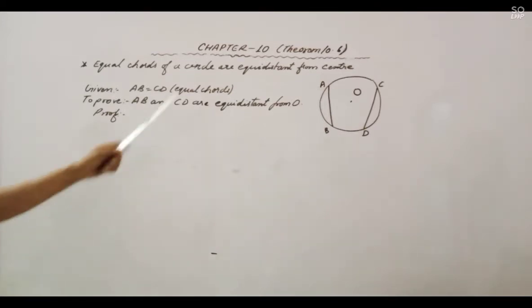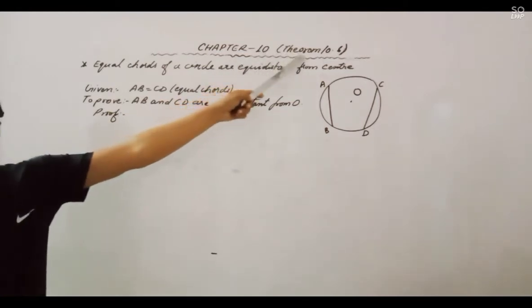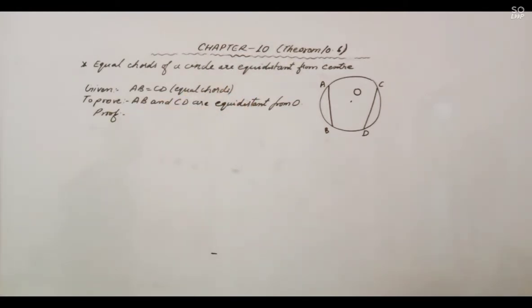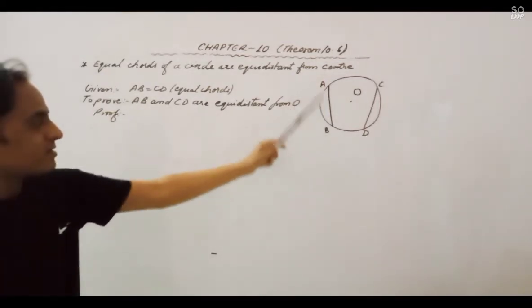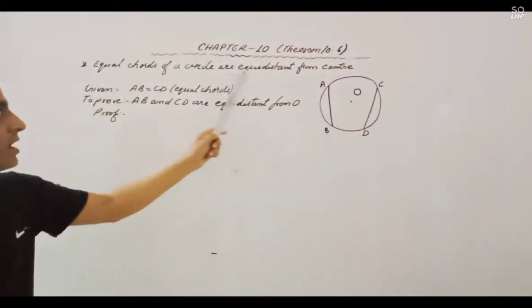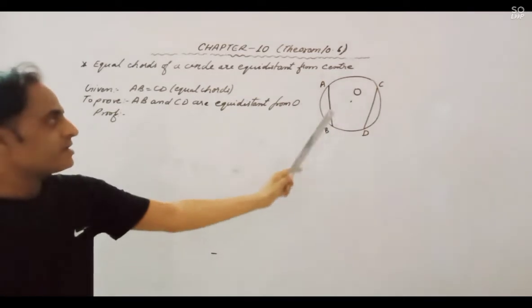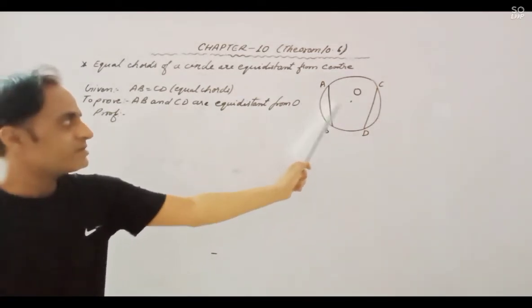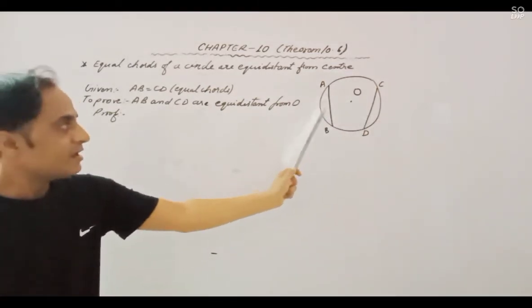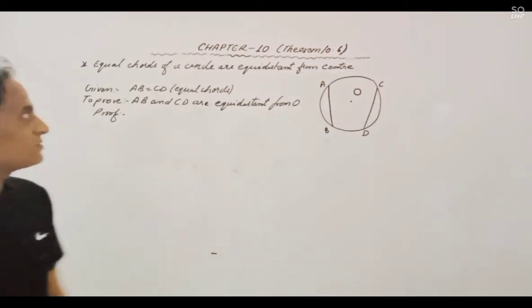So today I am going to explain the concept of Theorem 10.6. What does it say? The statement is: equal chords. It means the chords of equal measurement are equidistant from the center. That is, the distance from the center to these chords that are equal in measurement is equal. This is what we are going to prove today.